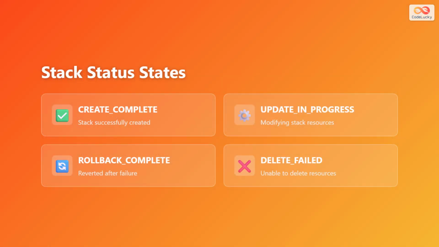Understanding stack status states is crucial for monitoring your deployments. CREATE_COMPLETE means your stack was successfully created and all resources are ready. UPDATE_IN_PROGRESS indicates CloudFormation is currently modifying your stack resources. ROLLBACK_COMPLETE means CloudFormation encountered an error and automatically reverted all changes to the previous stable state. DELETE_FAILED occurs when CloudFormation is unable to delete certain resources, often due to dependencies or manual modifications. Monitoring these states helps you troubleshoot issues quickly.